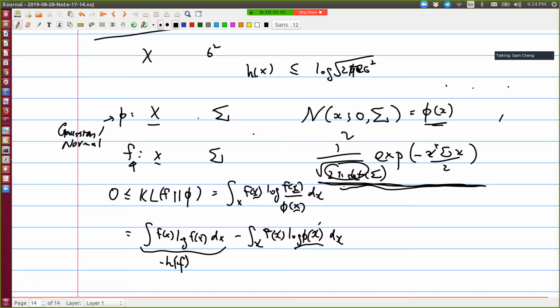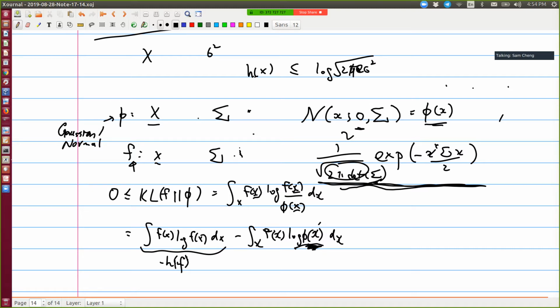So what I want to say, let me come back to here. Phi x is the PDF of the Gaussian distribution, right? And the PDF of the Gaussian distribution only depends on the mean and the variance. Of course here I assume zero mean, so it only depends on the covariance. Remember what's common for phi and f here is that they have the same covariance, right? Covariance is the same.